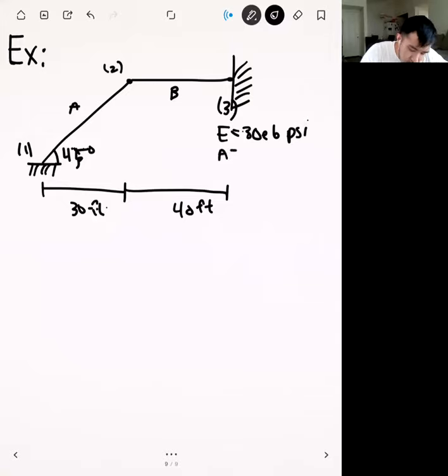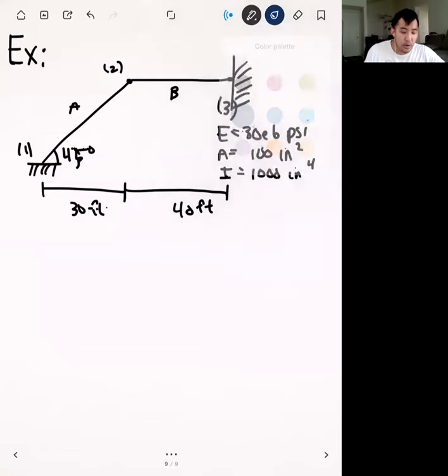We have A equal to 100 inches squared, and I equal to 1,000 inches to the 4th. Those are all the properties that we need. Now we need to put our loading here, because you can see we have two fixed conditions, so we need some kind of loading in order to get something interesting.